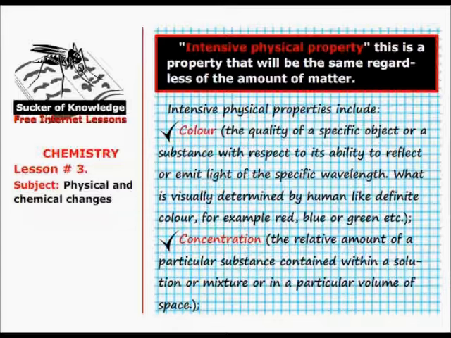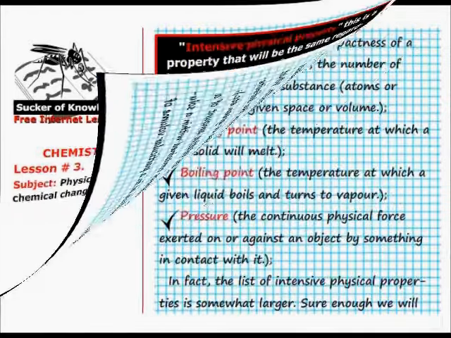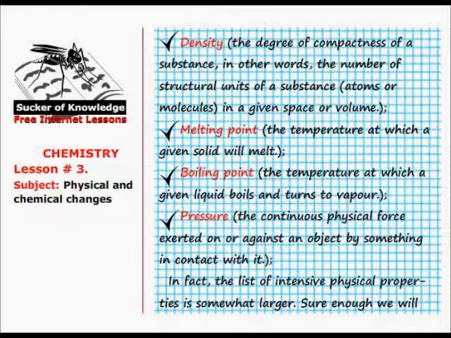The intensive physical properties include: first property, color. The quality of a specific object or a substance with respect to its ability to reflect or emit light of a specific wavelength, which is visually determined by humans as a definite color, for example red, blue or green, etc. Second property, concentration. The relative amount of a particular substance contained within a solution or mixture or in a particular volume of space. The third property, density.